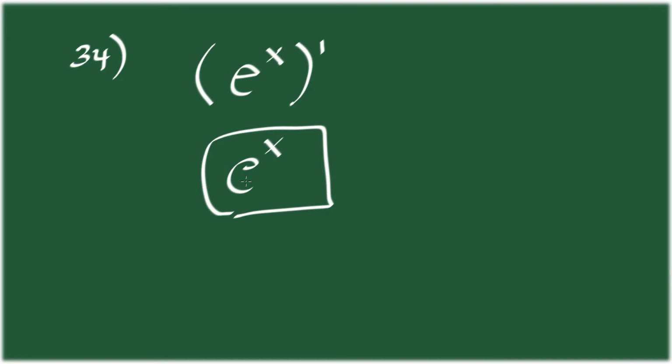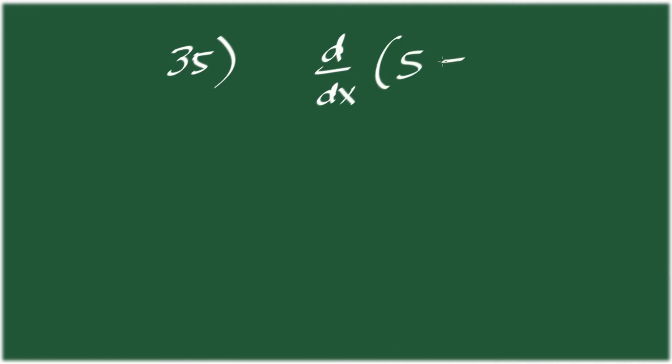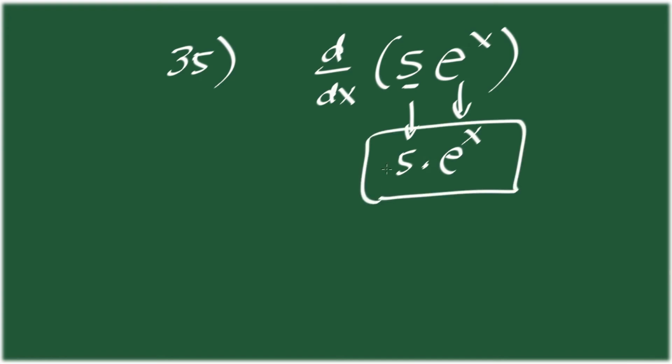The derivative of e to the x is itself, e to the x. So let's say you have to find d by dx, the derivative of 5 e to the x. Now this is a constant, so all you need is to bring it down, and then the derivative of e to the x is itself. Easy.